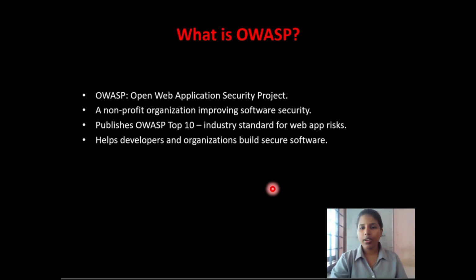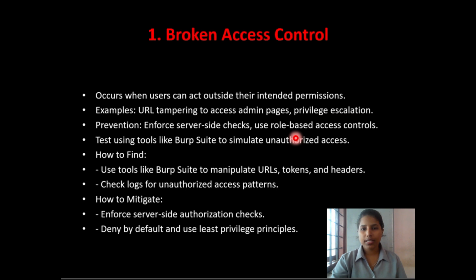The Top 10 is one of the most famous projects in OWASP, which lists the most critical web application security risks. This list is updated every few years based on data from real-world vulnerabilities collected from security firms, bug bounty programs, and open source projects. And it's not just theory. The OWASP Top 10 is used by major companies, government agencies, and even taught in universities as the go-to standard for web application security. So let's first start with number one, which is broken access control.